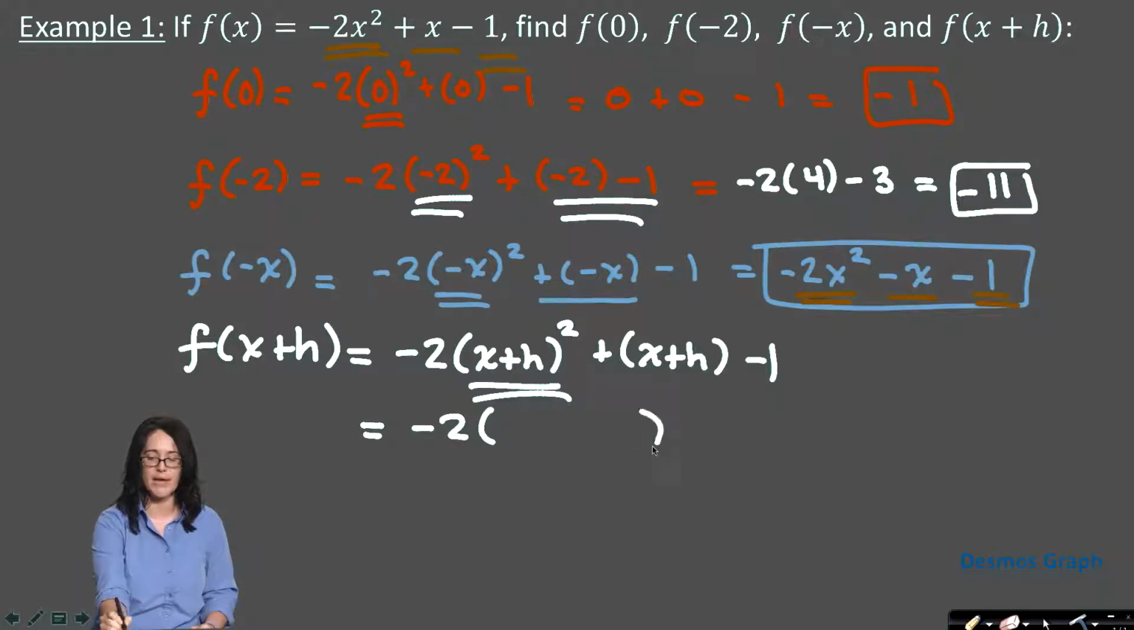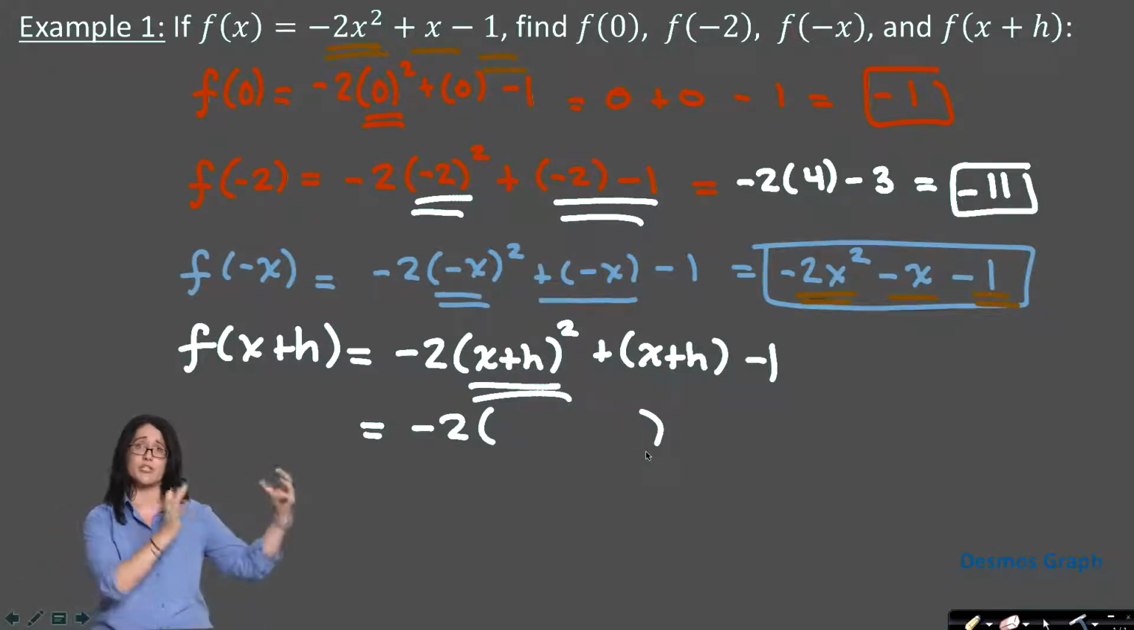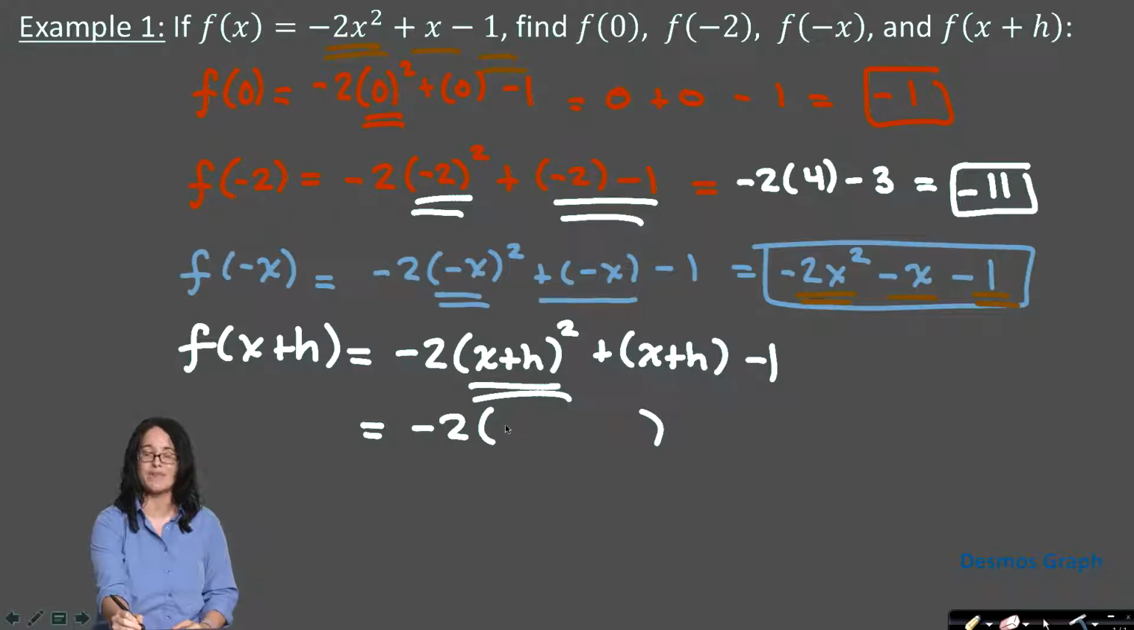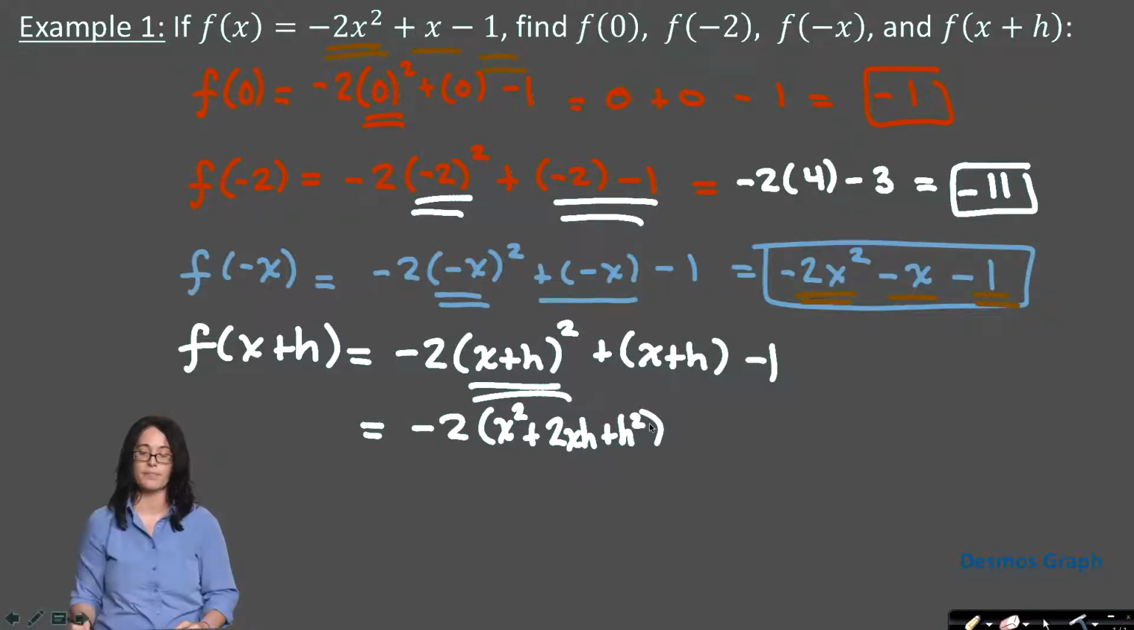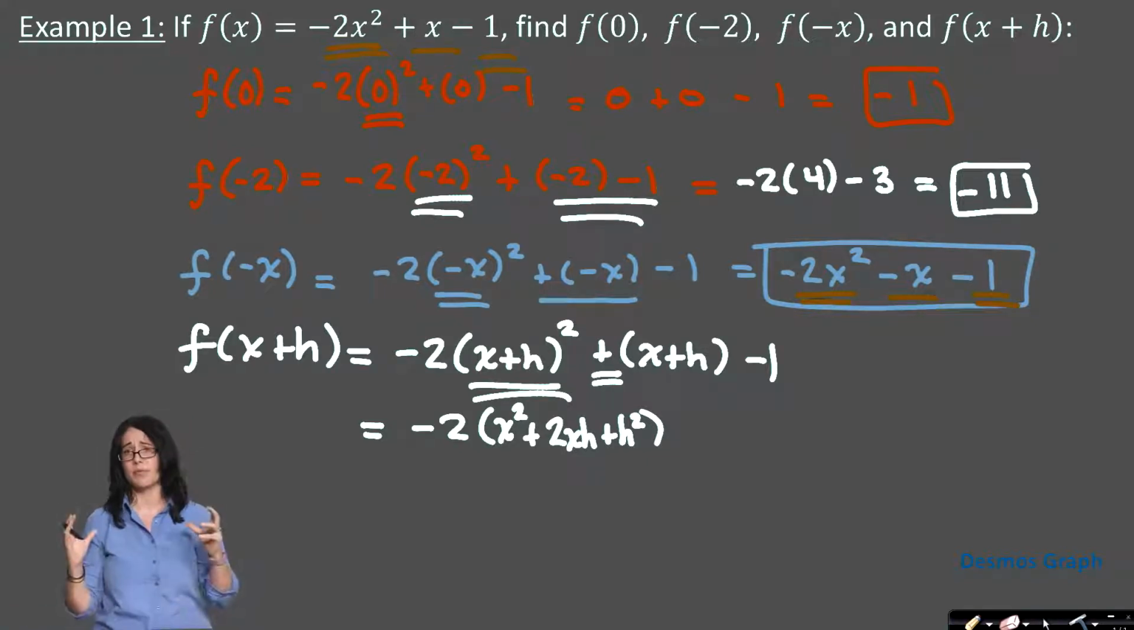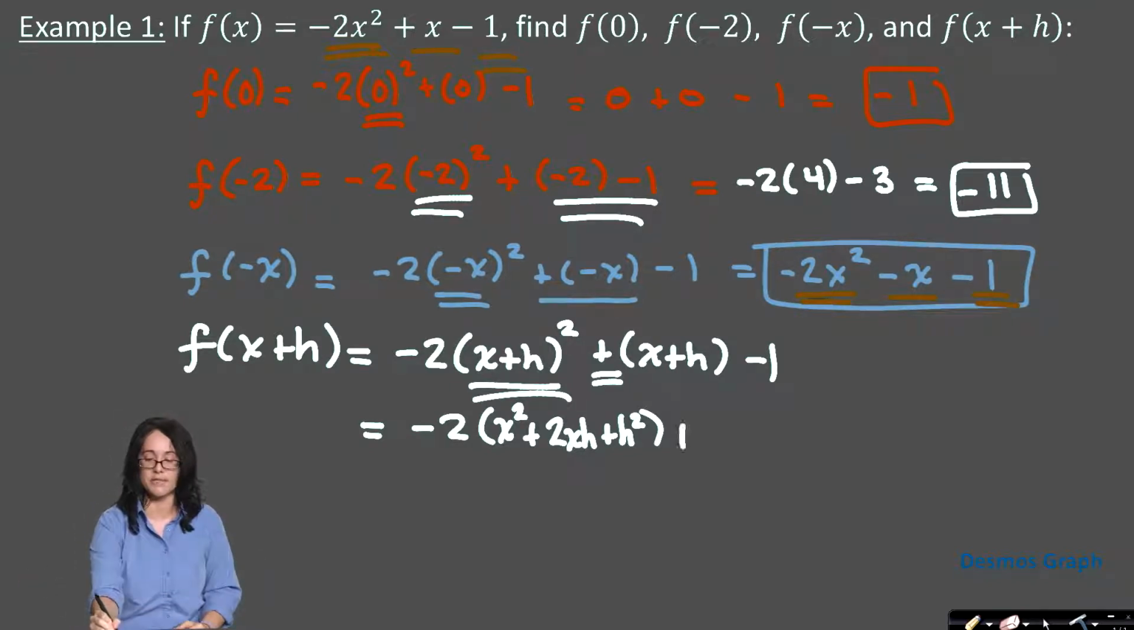Negative 2 would get multiplied by the result of foiling x plus h times x plus h. You do enough of those, you'll know exactly what this looks like. X squared plus 2 copies of xh, good job, plus h squared, because you end up with xh 2 times. Plus, notice that that's a plus sign before the x plus h in parentheses. If it had been a minus sign, you would distribute the negative, but a positive in front just means that each term is still positive. Positive x and positive h, no longer need to write those parentheses.